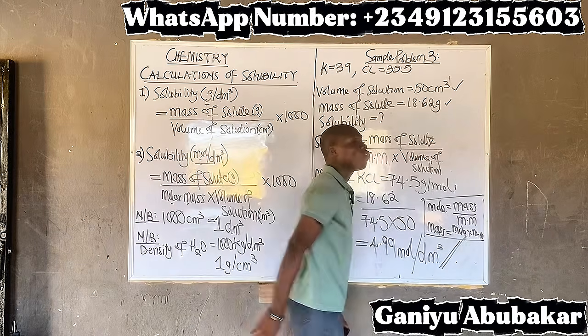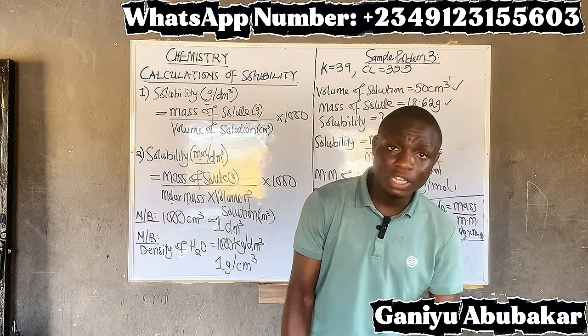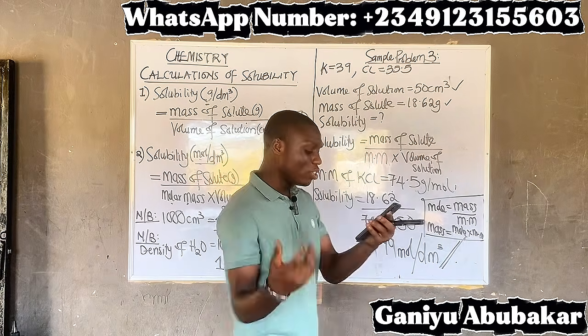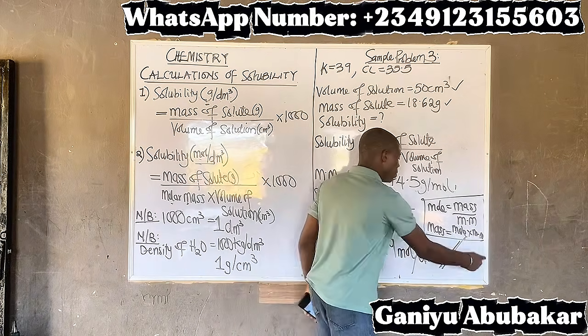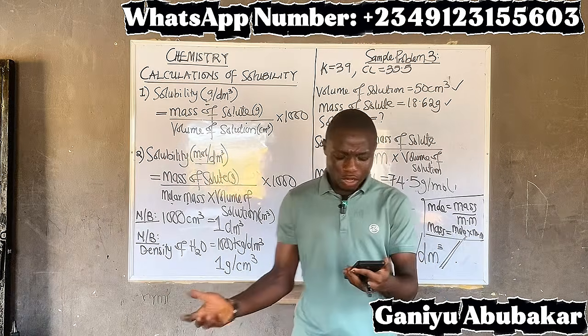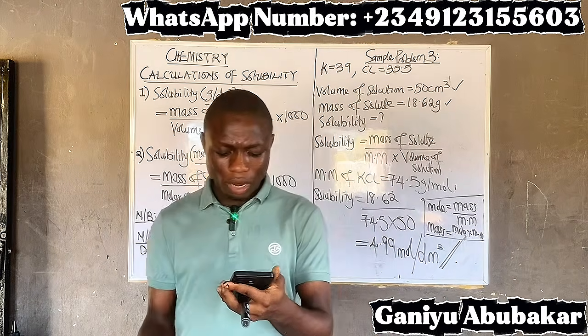Times the molar mass of what compound? Of KNO3, which is given as 101 already. Check, 101 will be here. Multiply the two of them, and that's your answer. That's all, right?